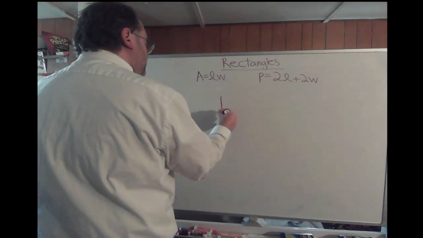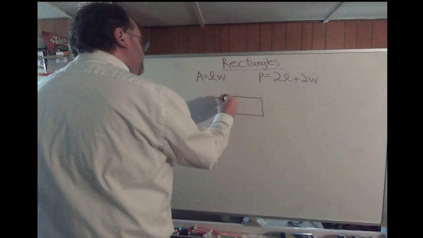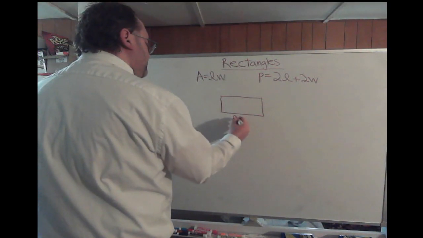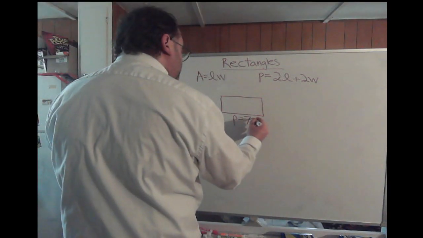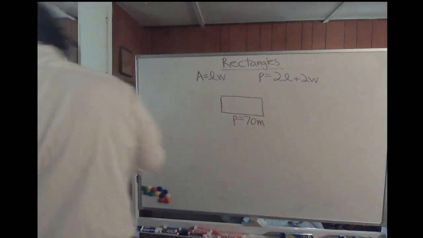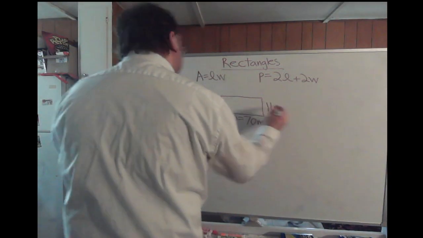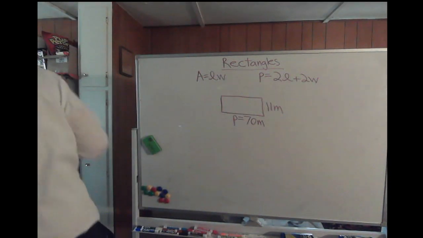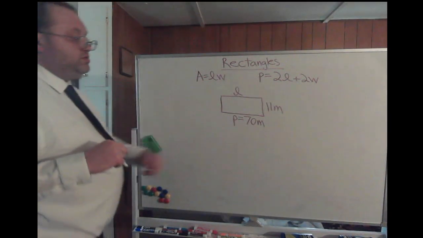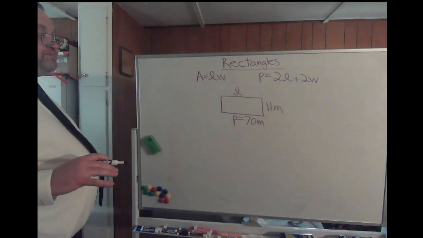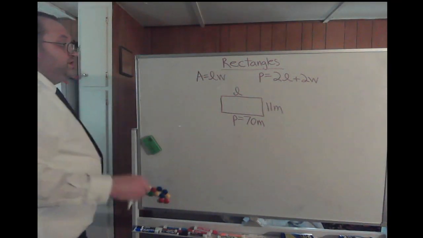Let's say you're given a rectangle. The perimeter, they tell you, is equal to 70 meters. They do in fact give you the perimeter. They give you the width being 11 meters. You don't know the length though. They tell you P, the perimeter, is equal to 70 meters. The width is equal to 11 meters, but you don't know the length. Well, that's okay.